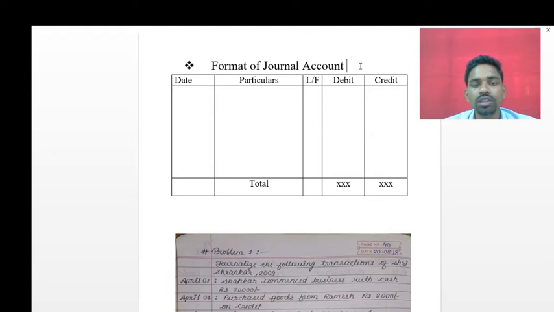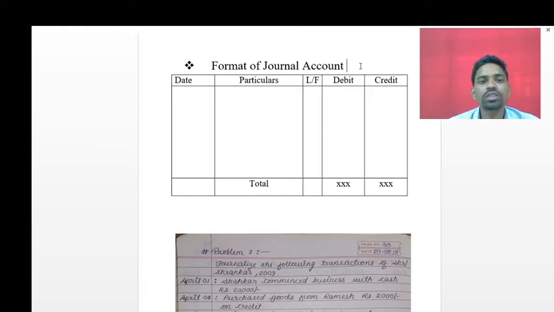The personal rule is: debit the receiver and credit the giver. What is the real rule? Debit what comes in, credit what goes out. And what is the nominal rule? Nominal rules are related to expenses and incomes: debit all expenses and losses, credit all incomes and gains. With the help of these rules we will pass the journal entries in the books of the journal account.